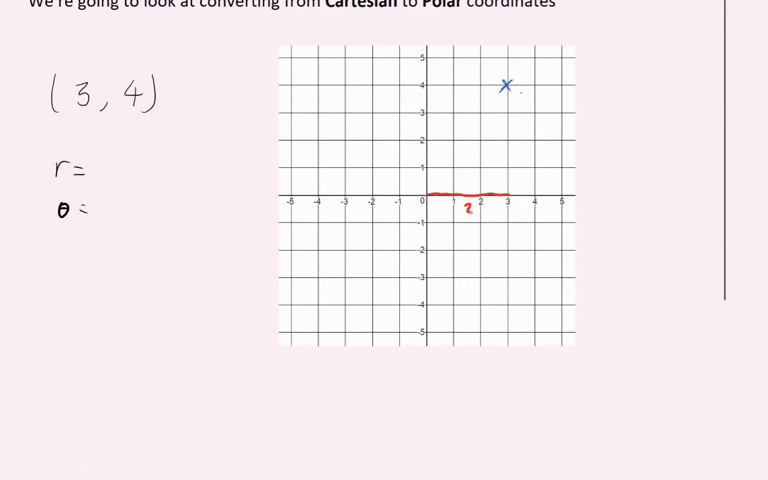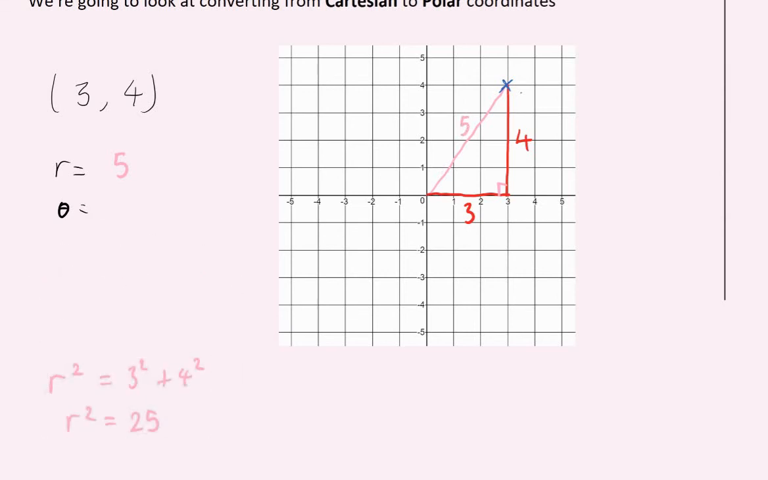The x coordinate is 3, so that means I've gone 3 squares along. The y coordinate is 4. What I want to work out first of all is the radius. The radius is going to be this length here. And you notice this is a right angled triangle. That means you can use Pythagoras. And that is going to be r squared equals 3 squared plus 4 squared. Working that out, r squared is 25. So here my radius is 5, which basically means I am 5 squares from the origin.